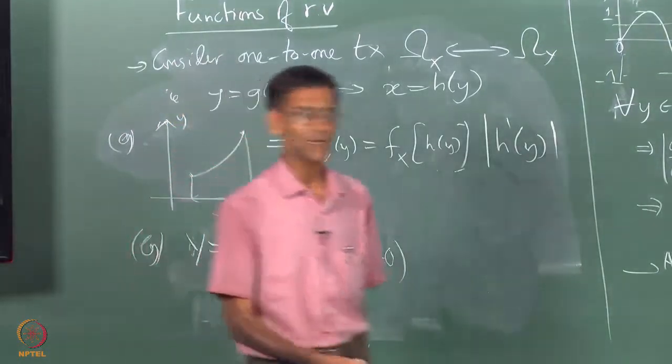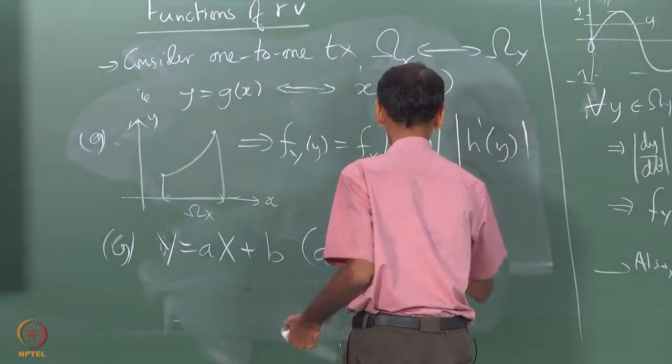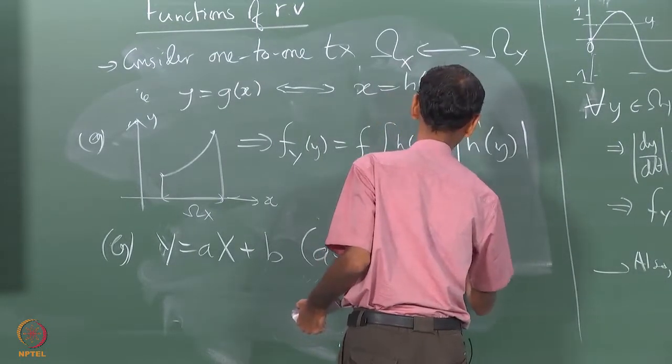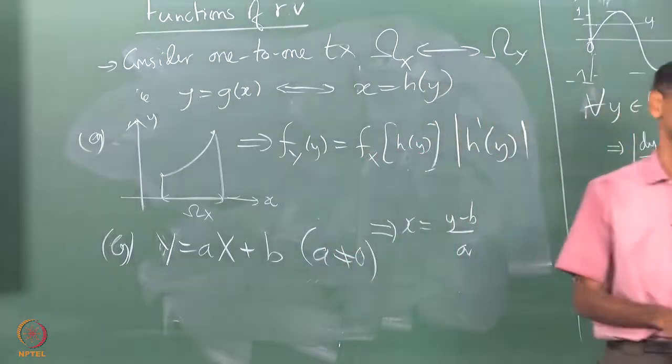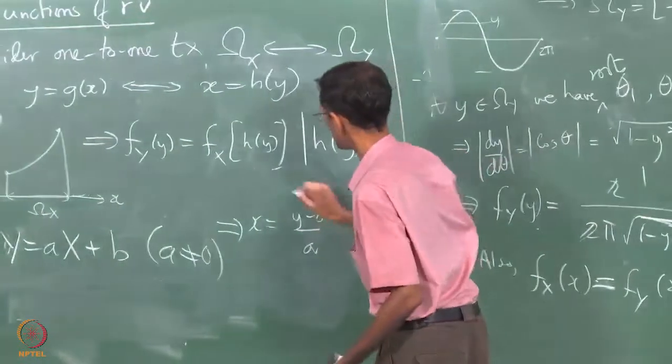So what is the relationship now? What is h of y? So this means that small x, if I write, will be small y minus b divided by a. This is the h of y.